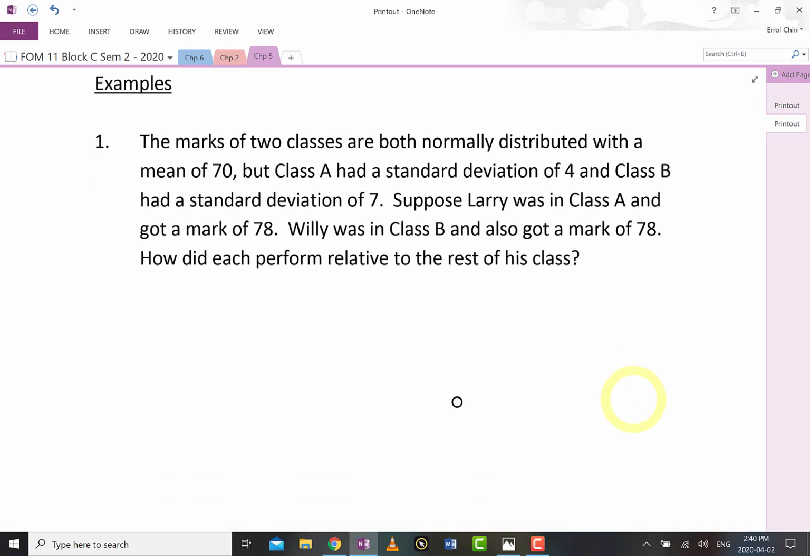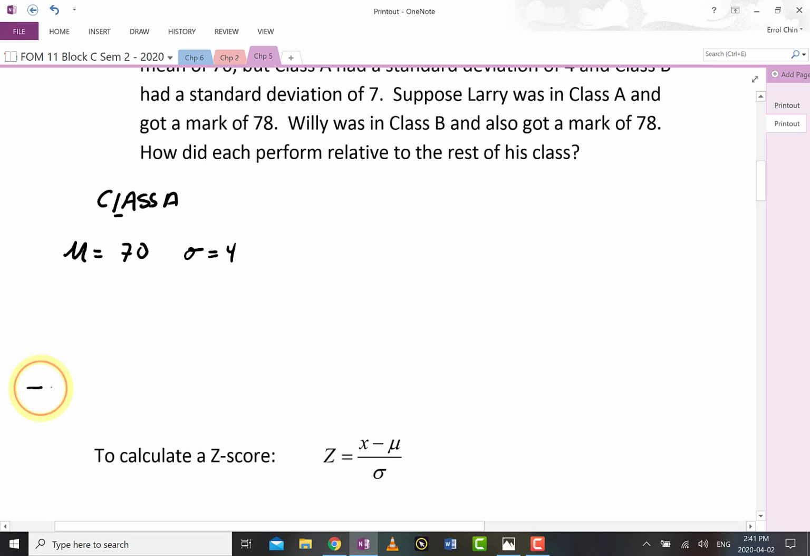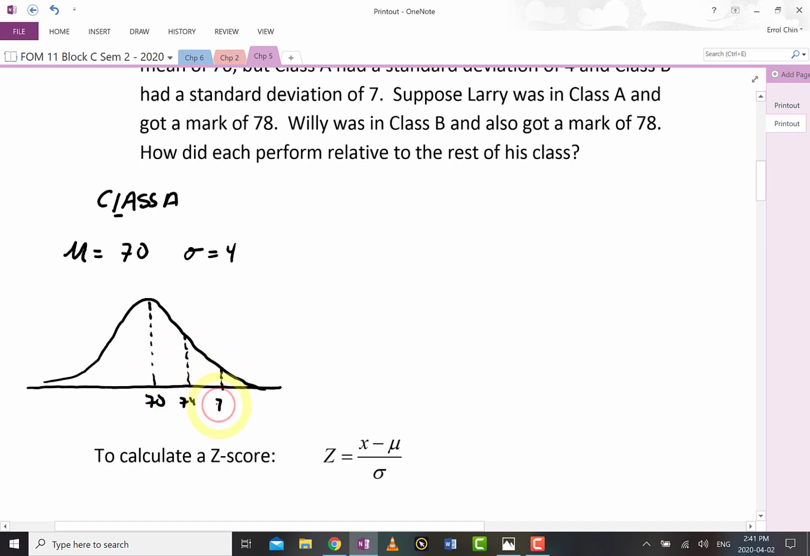So we're going to do class A. It says here the mean of class A was 70 and the standard deviation was 4. So if you wanted to, you could draw a bell curve. And we said that the mean was 70. So one standard deviation, that would be 74. Two standard deviations, that would be 78.